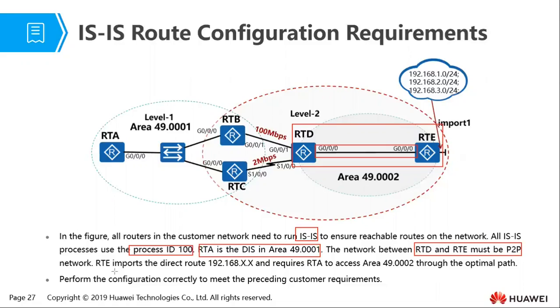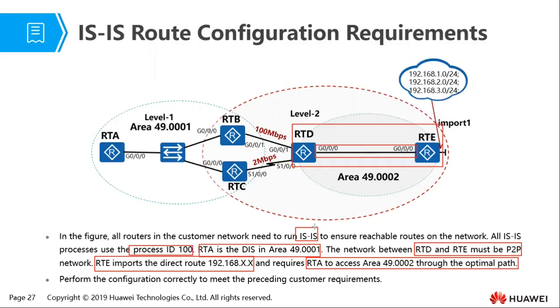RTE. Router E imports the direct route 192.168.x.x and requires router A to access area 2 through the optimal path. Okay, so we want RTA to access area 2 through the optimal path. I'm also going to show you what that means. Okay, move on. Perform the configuration correctly to meet the preceding customer requirements.